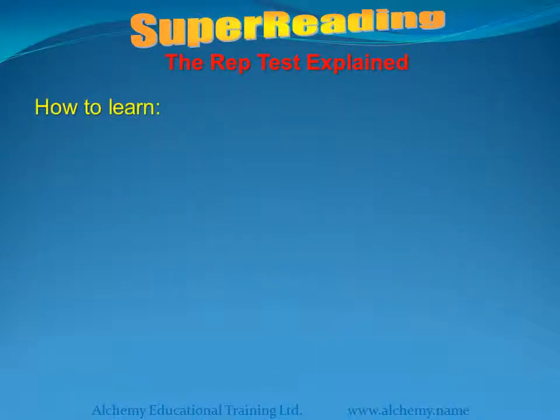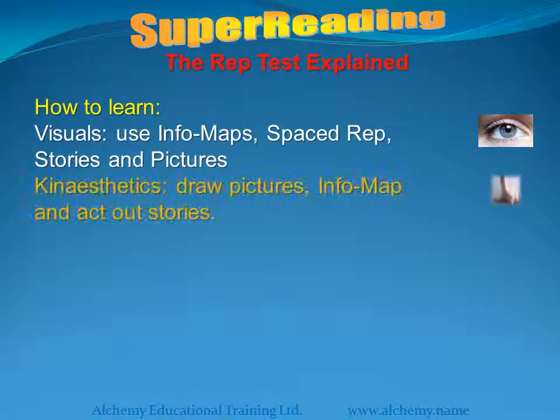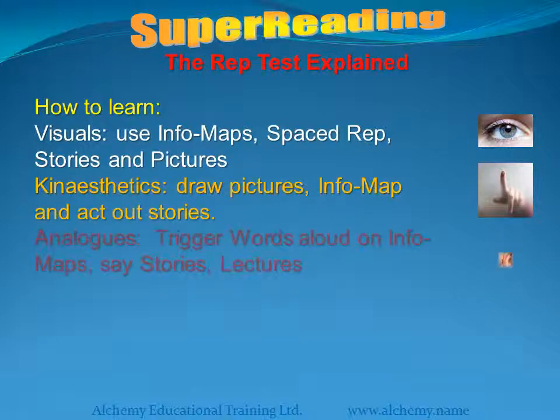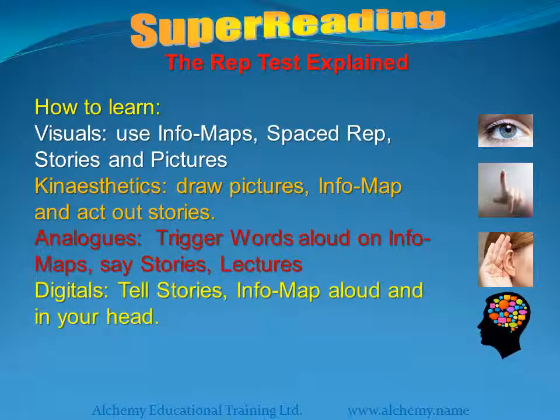How to learn. Visuals use infomaps, spaced repetition, stories, and pictures. Kinesthetics draw pictures, infomap, and act out stories. Analogs trigger words aloud on infomaps. Say stories, listen to lectures. Digitals tell stories, infomap aloud and in your head.